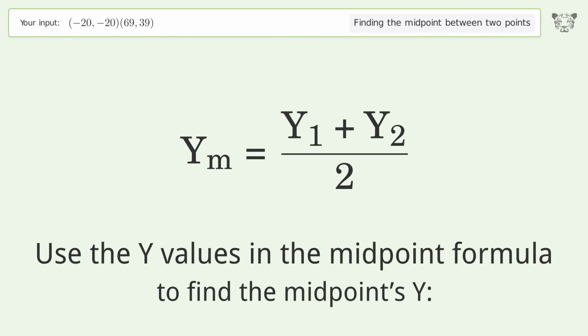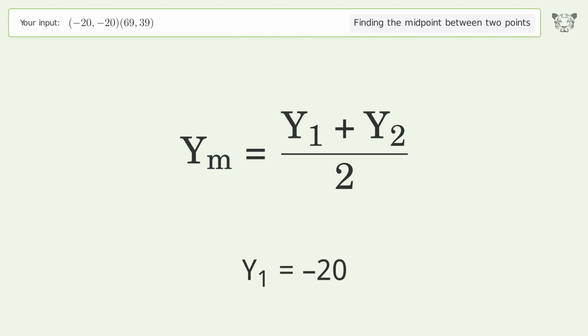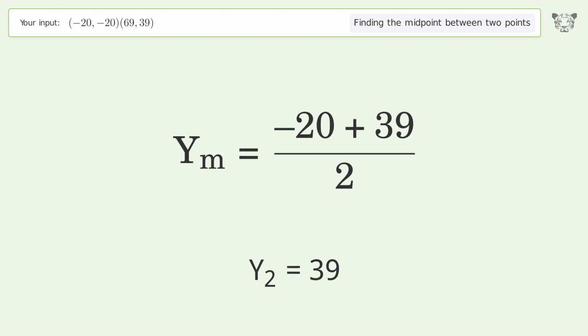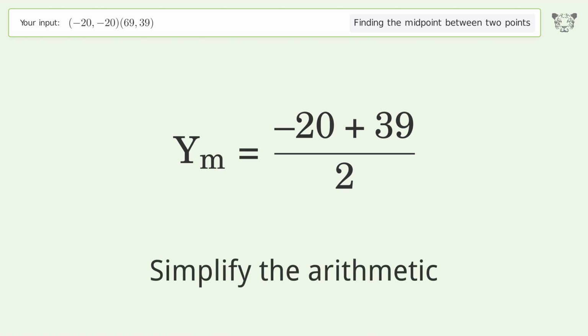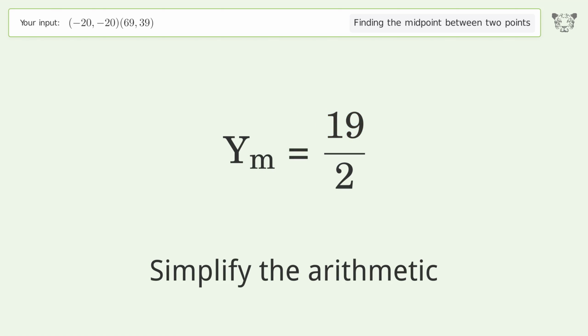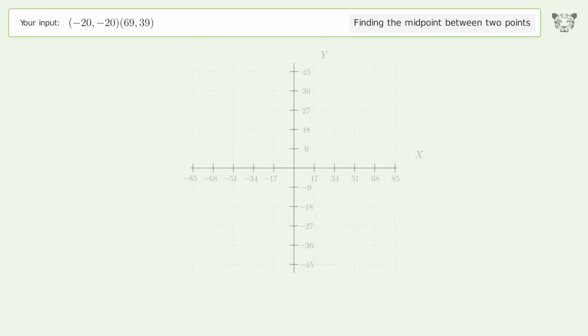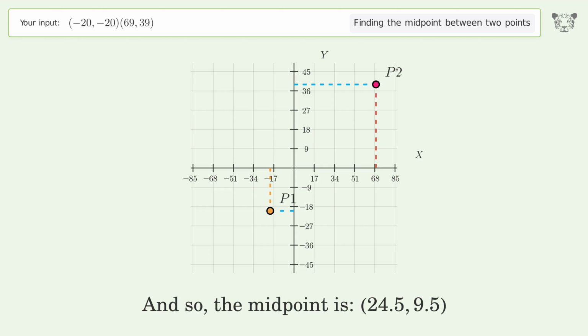Use the y values in the midpoint formula to find the midpoint's y. y1 equals -20. y2 equals 39. Simplify the arithmetic. And so, the midpoint is 24.5, 9.5.